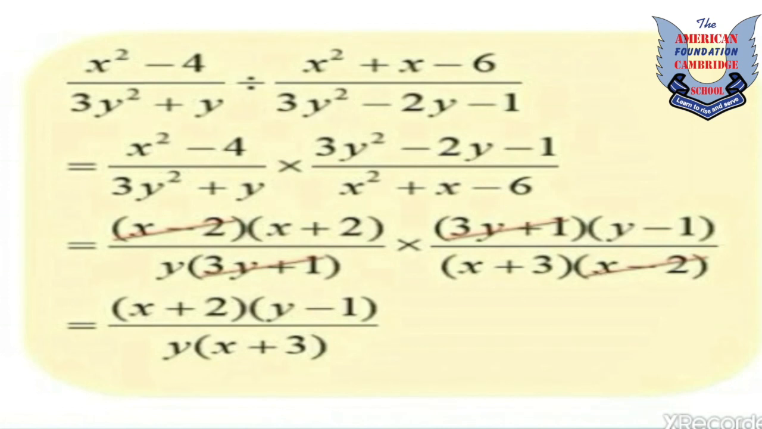You will get (3y + 1) into (y − 1) as a result after factorizing 3y² − 2y − 1 by splitting its middle term. Similarly, x² + x − 6 can be factorized by splitting its middle term and you will get (x + 3) into (x − 2) as a result. Now you can reduce the fraction by cancelling out the common brackets. (3y + 1) will be cancelled and (x − 2) will also be cancelled. Answer is (x + 2) into (y − 1) upon y into (x + 3).